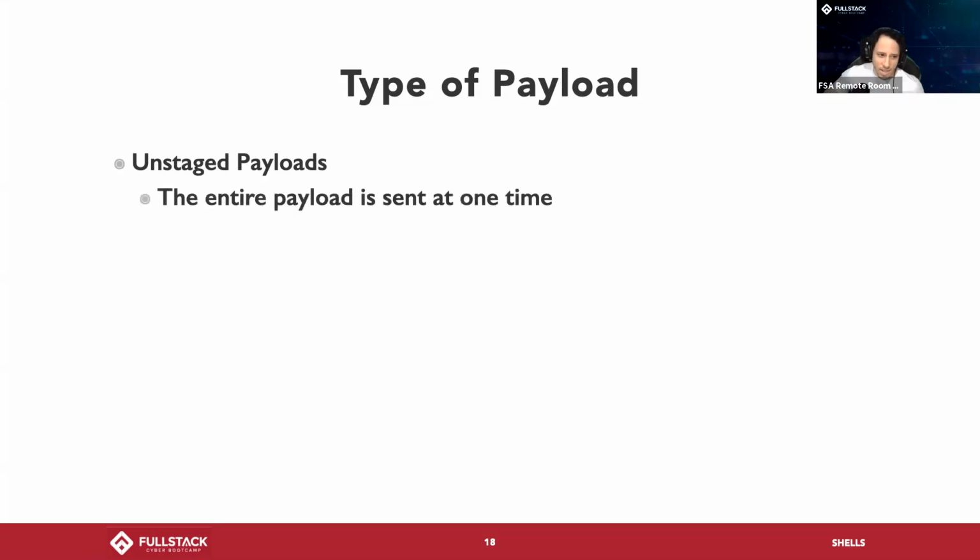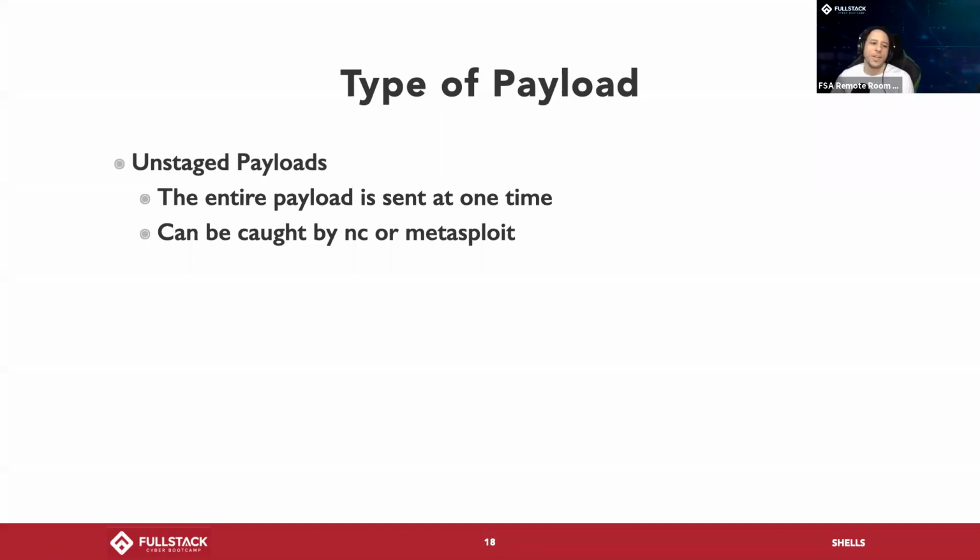So in an unstaged payload, we send the entire payload at one time. One thing, right? Here's the whole payload, put it through the hole, good, it's through, right? Problem is, this is usually a bit easier for attackers. We need a bigger hole to actually fit things in there. It can be caught.